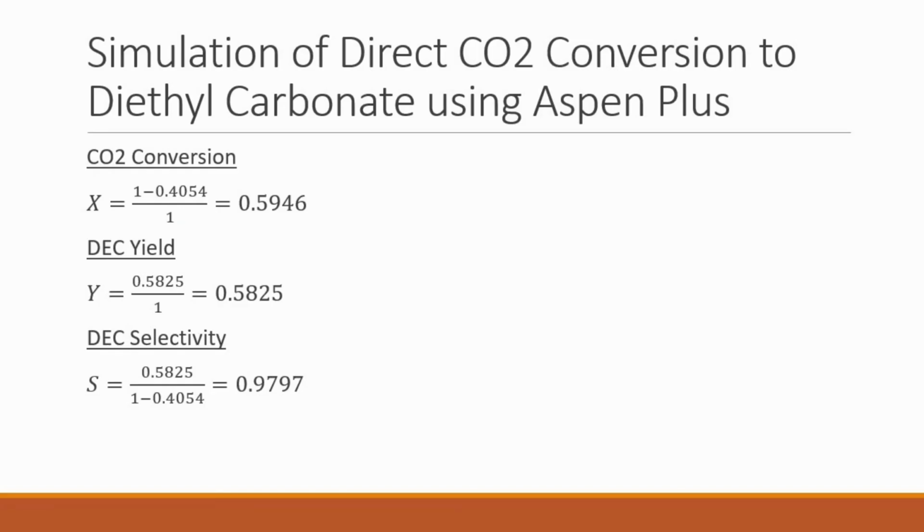The provided calculations in the slide represent key performance metrics for the process. CO2 conversion indicates that 59.46% of the CO2 fed into the reactor is consumed during the process. DEC yield reflects the proportion of CO2 that is successfully converted into the desired product, DEC. DEC selectivity indicates that 97.97% of the converted CO2 lead to the formation of DEC, with minimal formation of byproducts.